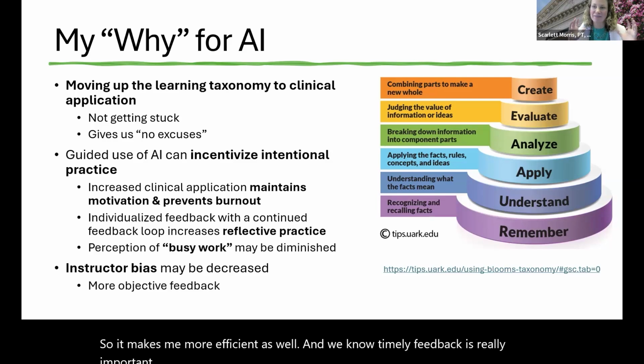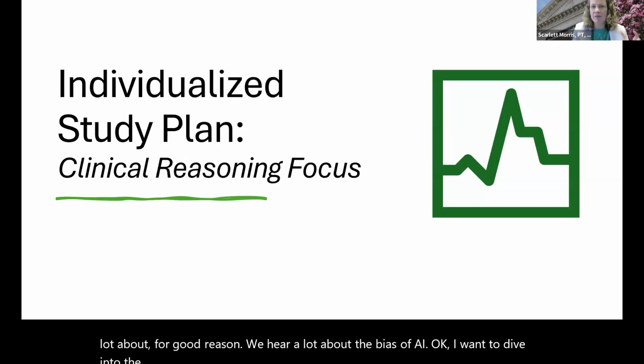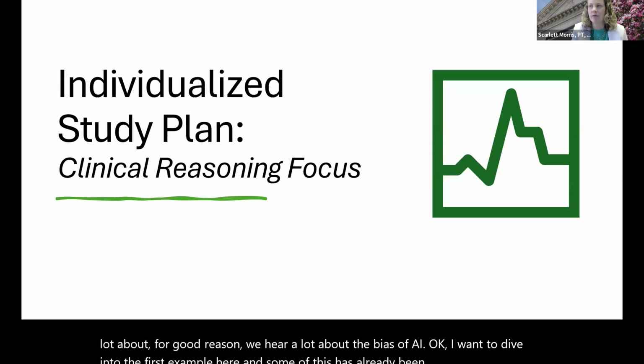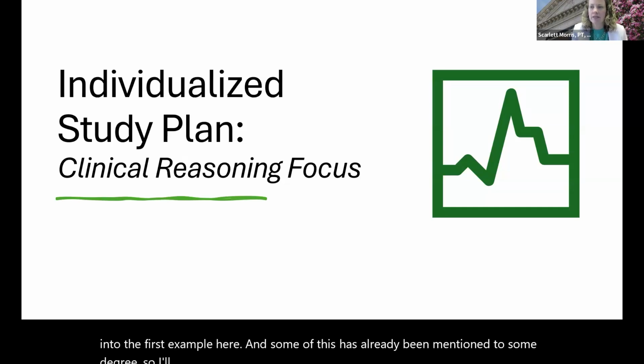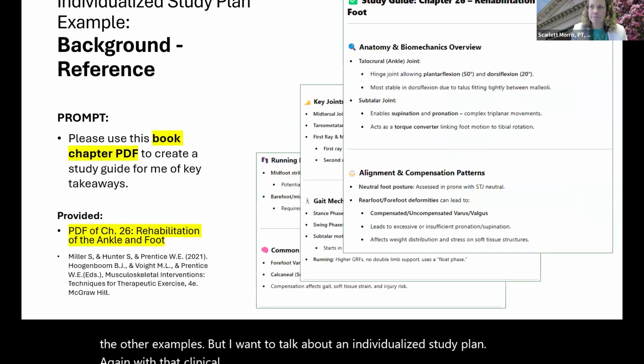So I just wanted to throw that out there as an idea, because I know we hear a lot about, for good reason, the bias of AI. Okay, I want to dive into the first example here, and some of this has already been mentioned to some degree, so I'll move through this fairly quickly so that we have time to get to the other examples. But I want to talk about an individualized study plan, again, with that clinical reasoning focus.